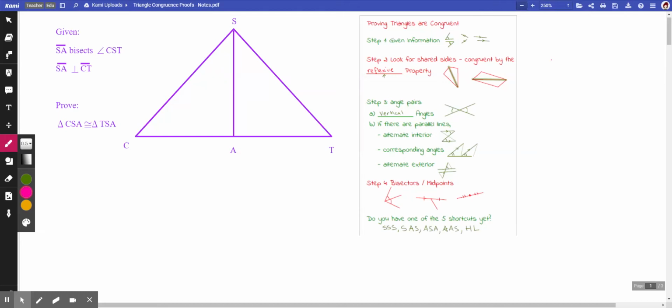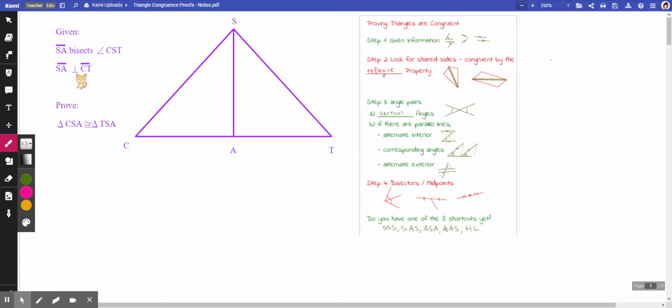Hey, Sunshines. So we are going to prove that these two triangles are congruent using the information that's given to us. I have our little cheat sheet of how to prove that two triangles are congruent as kind of reminders.